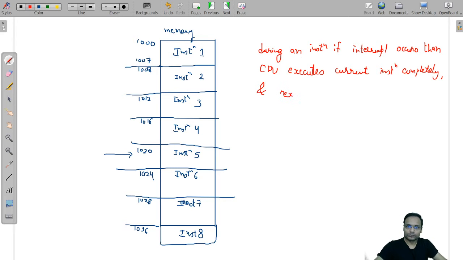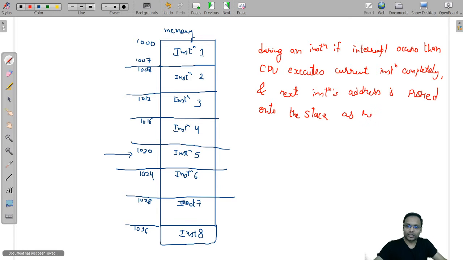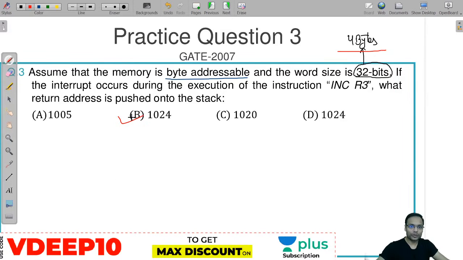and the next instruction's address is pushed onto the stack as the return address, so that of course I can resume this program, right? So if during this instruction an interrupt occurs, the next instruction is this one, its first address, this one will be pushed onto the stack. So the answer will be what? 1020.